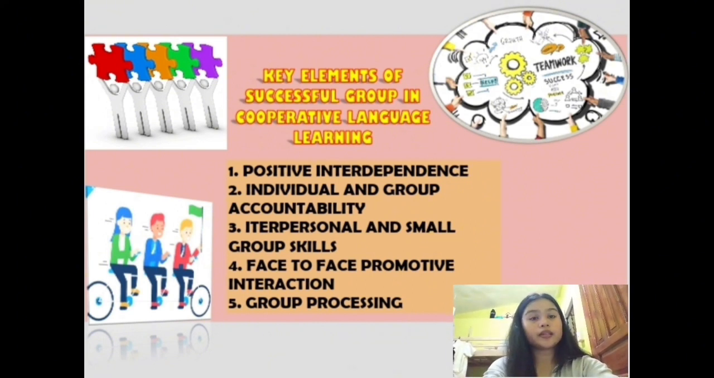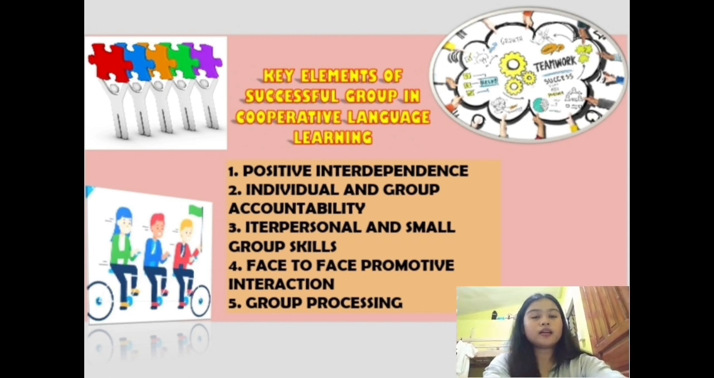The second one, individual and group accountability. The group is accountable for achieving its goals, and each member must be accountable for contributing a fair share of the work toward the group goal. The performance of each individual must be assessed and the results given back to the group.